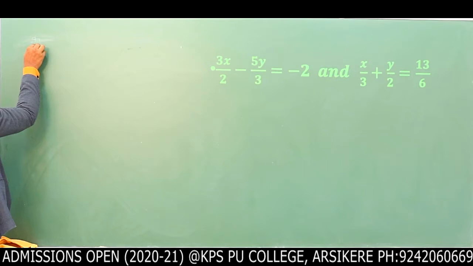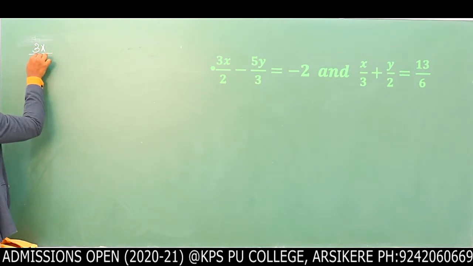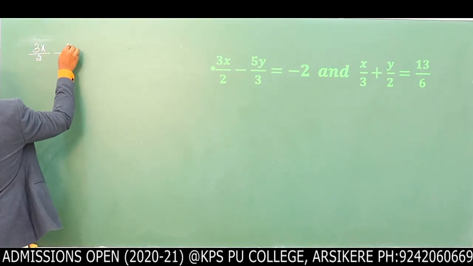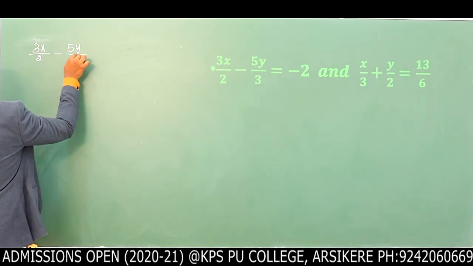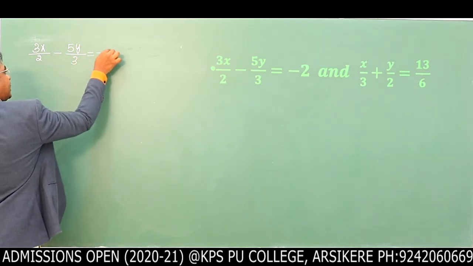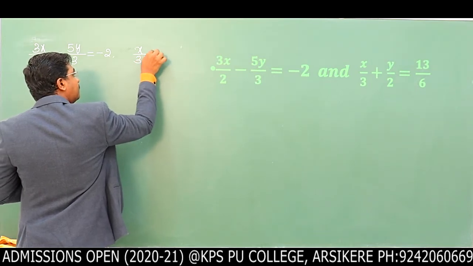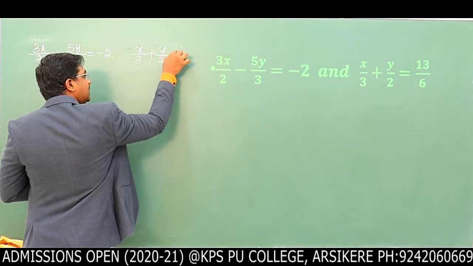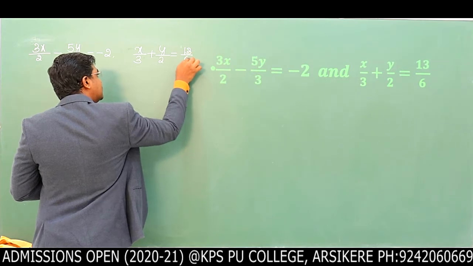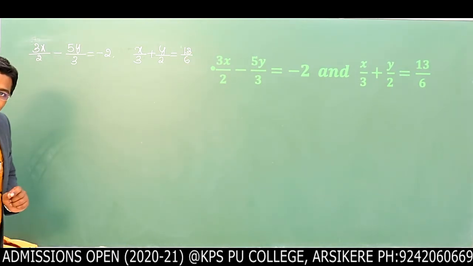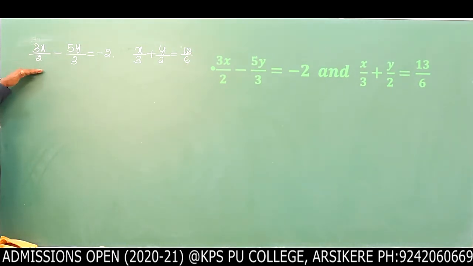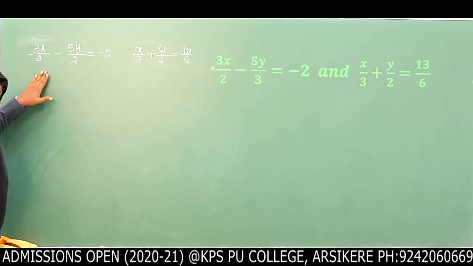Take the given equation as it is: 3x divided by 2 minus 5y divided by 3 is equal to minus 2, and the second equation, x divided by 3 plus y divided by 2 is equal to 13 divided by 6. Very good. Then how to simplify this? Can we do direct substitution? No. So better to simplify this.